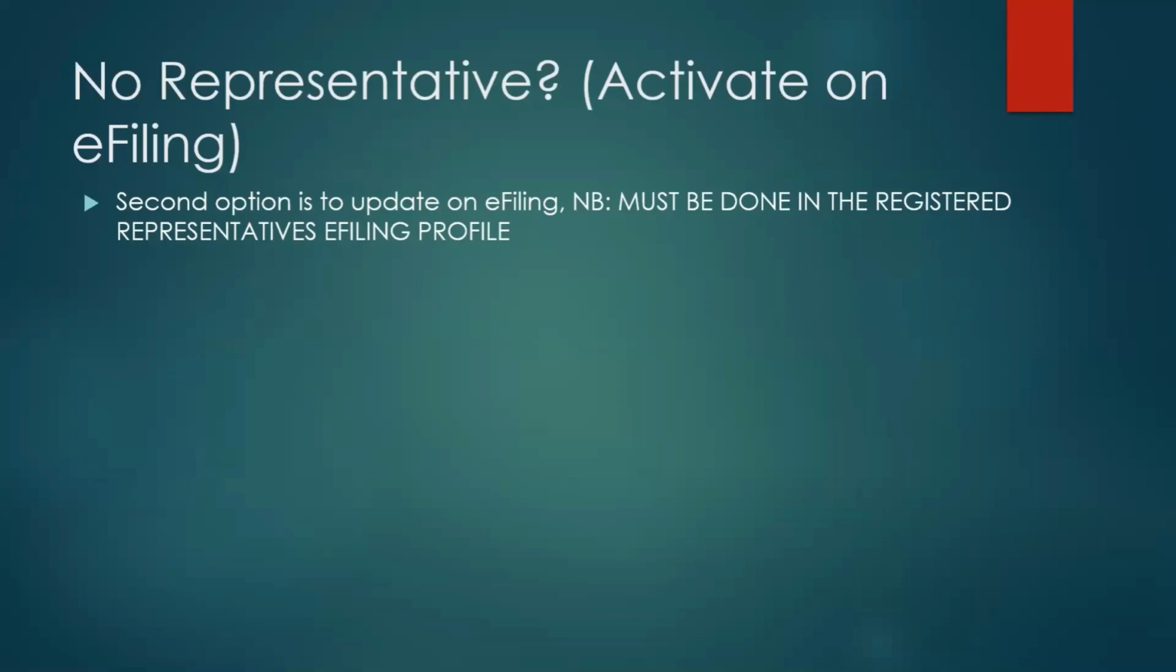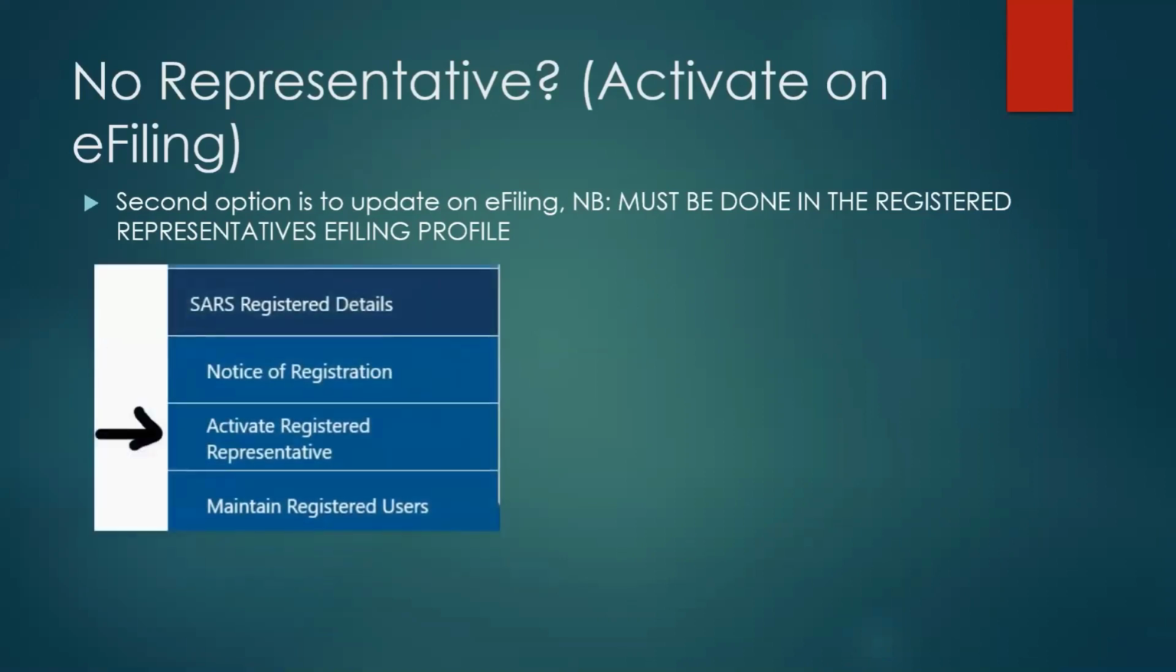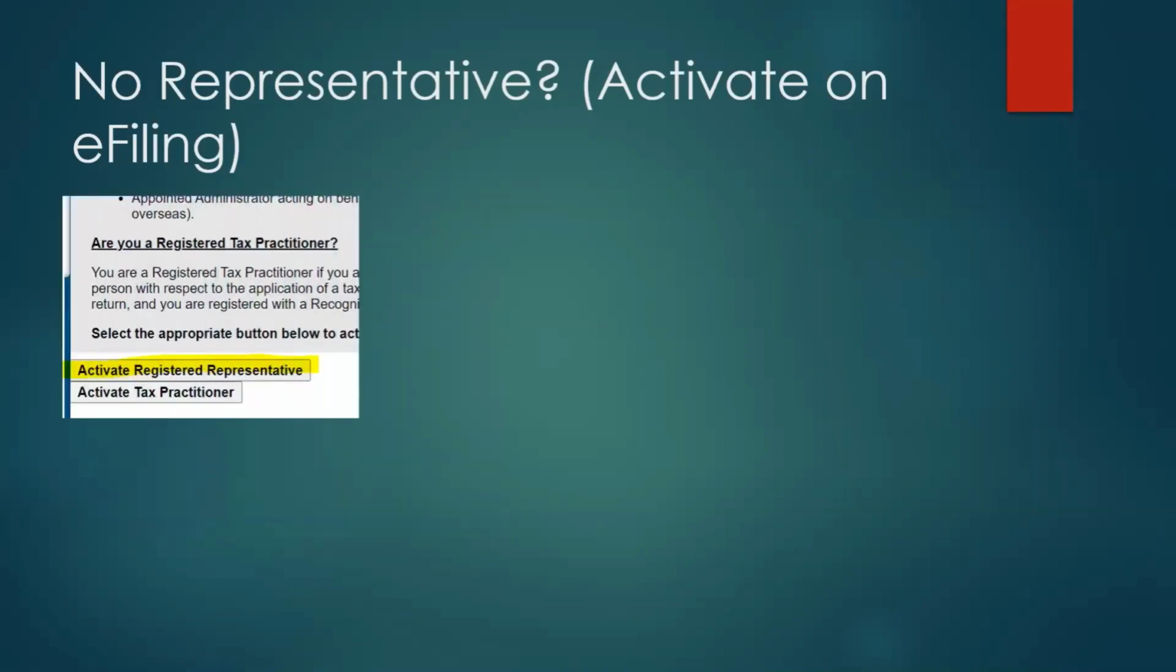It has to be done in the registered representative eFiling profile. So that registered representative who wishes to be formally registered with SARS needs to log into their eFiling profile. In the same way, at the top tab, they navigate to organizations, and they can then click this tick box over here that says activate registered representative. Once they click on that, a further tick box is going to appear and asks, do you want to activate the registered representative or activate as tax practitioner? In this case, they would tick activate the registered representative.